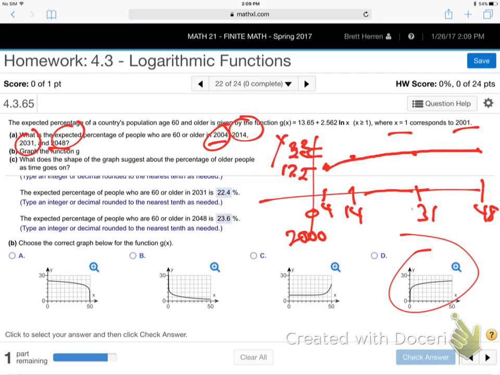All right, so I think you'll be able to crank out those last ones. They're all just like that. What was the last part? What was part C? What does the shape of the graph suggest about the percentage of older people as time goes on? I don't know. It's going to get slowly bigger. Do they have options?